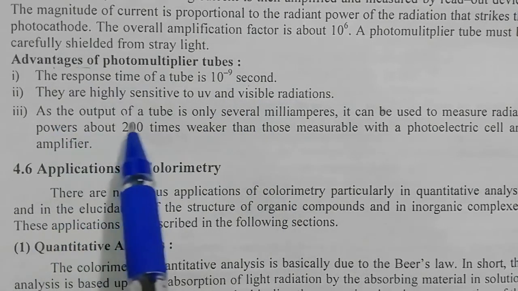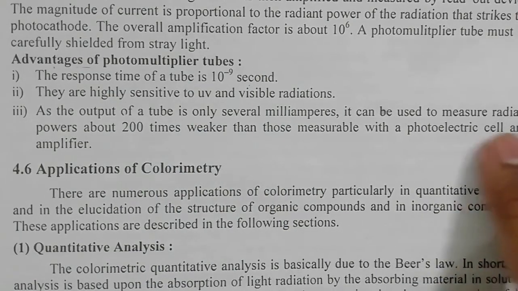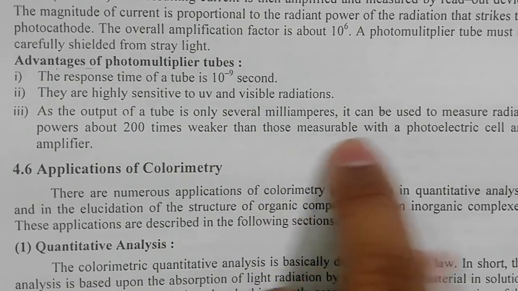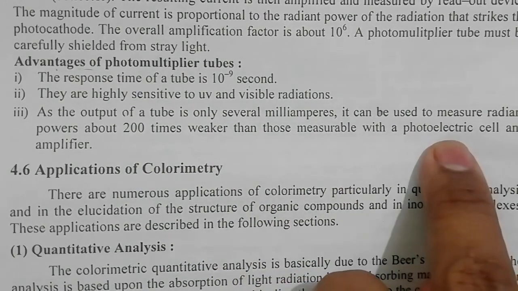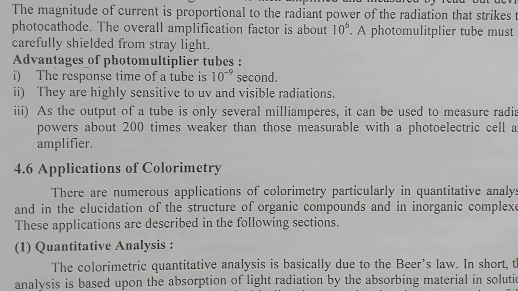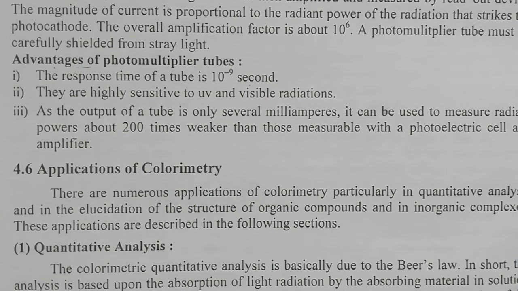Third, as the output of the tube is only several milliamperes, it can be used to measure radiant power about 200 times weaker than those measurable with a photoelectric cell and amplifier. So these are the three types of detectors used in the spectrophotometer.